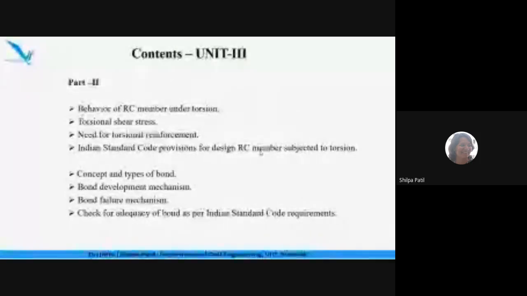The next part is the concept and type of bond development mechanism, and bond failure. This part is actually more related with the slabs. So when we start design of slab, that is your fourth unit, then we will focus on the bond, because right now explaining you the theoretical part of bond, and then the actual problem we will consider when we design the slab, that becomes difficult for you to understand. So when we will start fourth unit, we will focus again on the concept of bond.